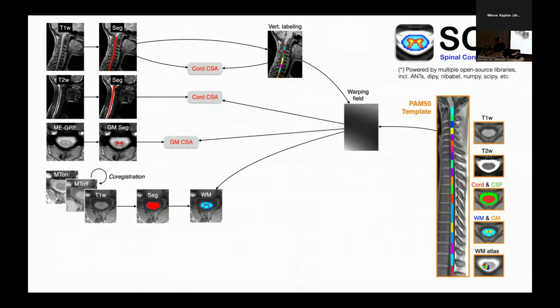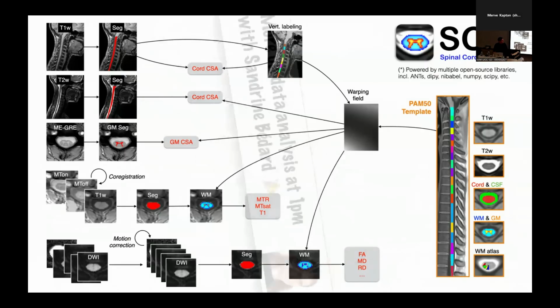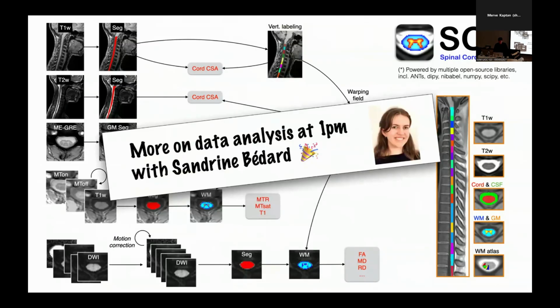The MT-SAT protocol was co-registered, segmented, and the gray matter was segmented too, or actually no, the gray matter was not segmented, but we registered the chord to the PAM50 so that we can then warp the white matter atlas onto that space, right? And then extract MTR, MTSAT, and T1 within the white matter. And similarly, the diffusion weighted scan were motion corrected, segmented, and then the white matter atlas was warped into the space so that we can compute fractional anisotropy and all those different flavors of diffusion weighted scans. And you will know more about this data analysis this afternoon.